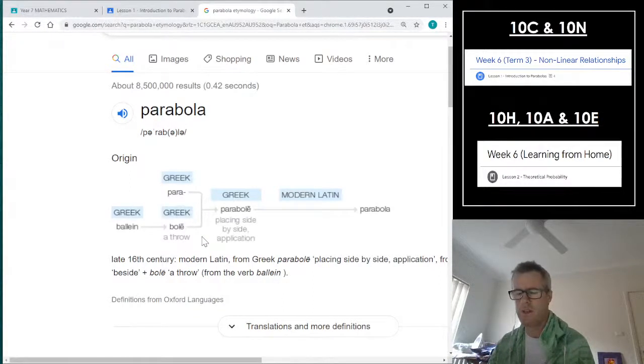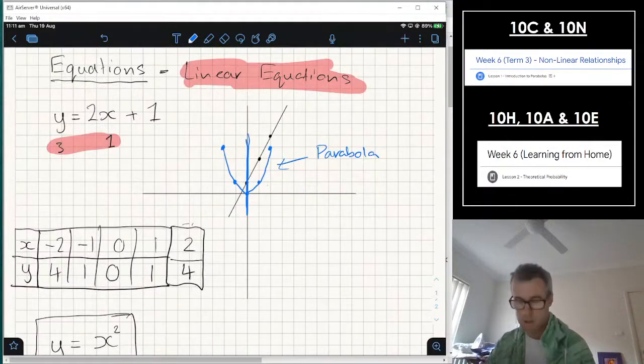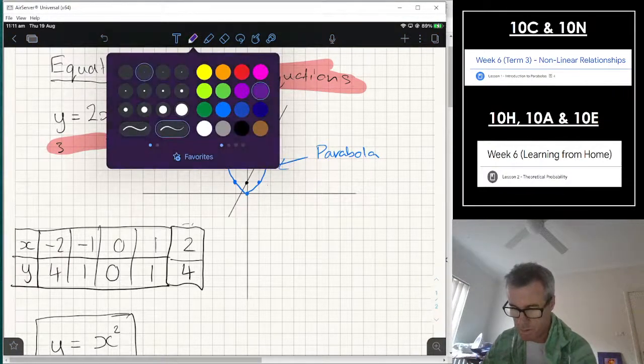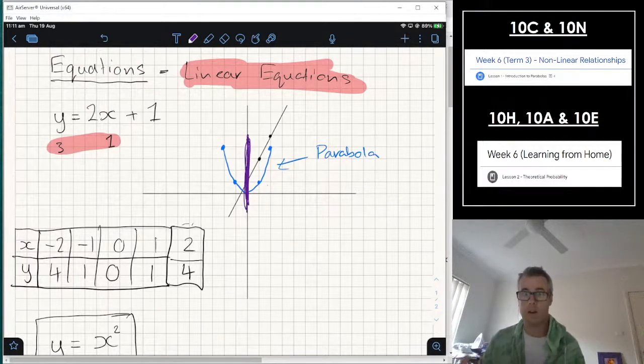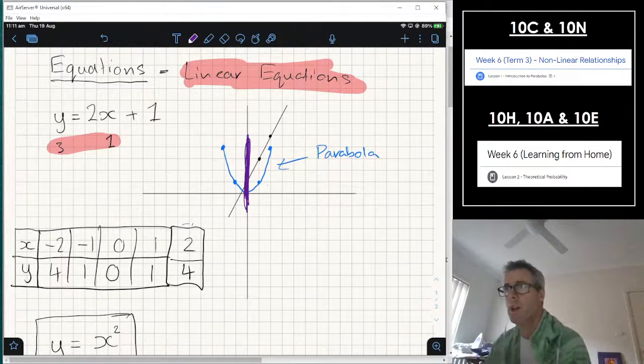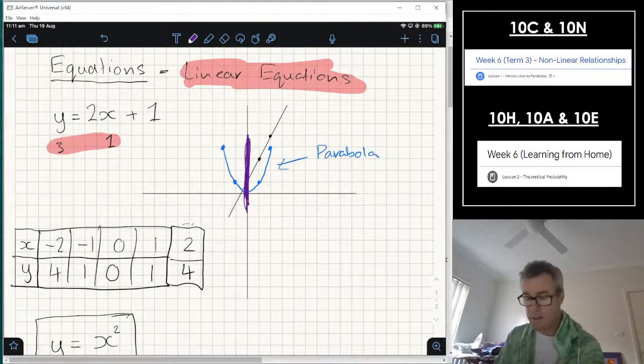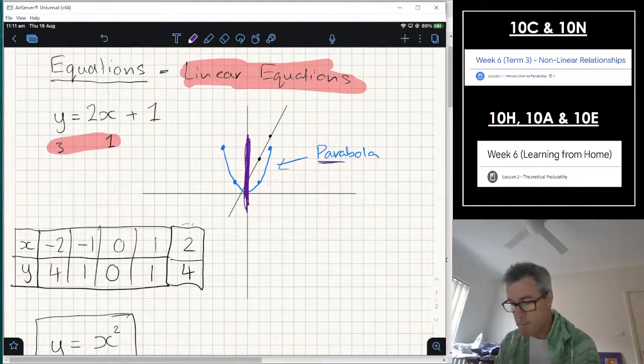If you think about it though, we understand the whole parallel bit, right? Because if we draw a line down the middle here, oh, actually you can't see that. Let me put that back up. If we draw, let's get a purple, if I draw a line down the middle here, like so, you can see that it's parallel on either side, right? But where the heck do they get the name parabola?